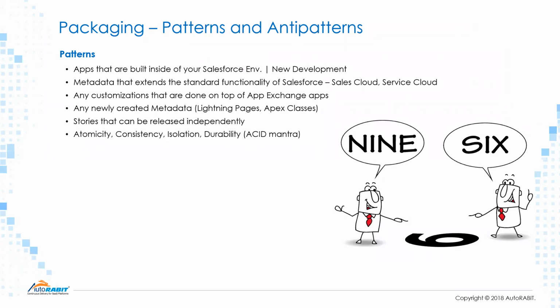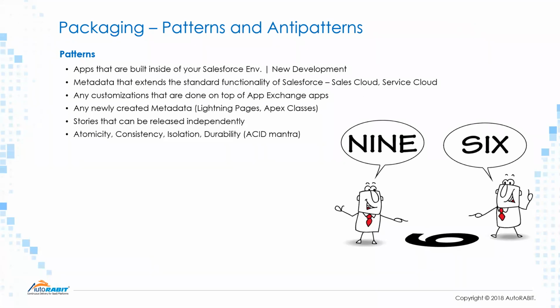Any sort of newly created metadata that could include Lightning pages, Apex classes, or anything that is being done in-house is the mantra that you need to follow. And stories that can be released independently. So you'll have to work with your ALM system in order to understand if a particular story would fit the bill, and how I go about creating my base by understanding how the 4 composite layers that we spoke about a little earlier, and how we split them into logical chunks.